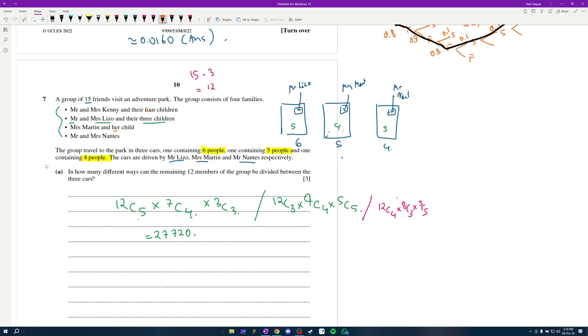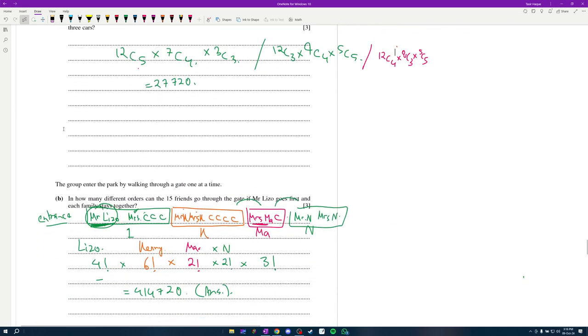Or you could fill this up first. 12C4 times 8C3 times 5C5. You can pick any one. It's just that after you've taken 5 people, you have to reduce the pool by 5. 12 minus 5 is 7. Just make sure you do that. Okay. Any particular pattern works.